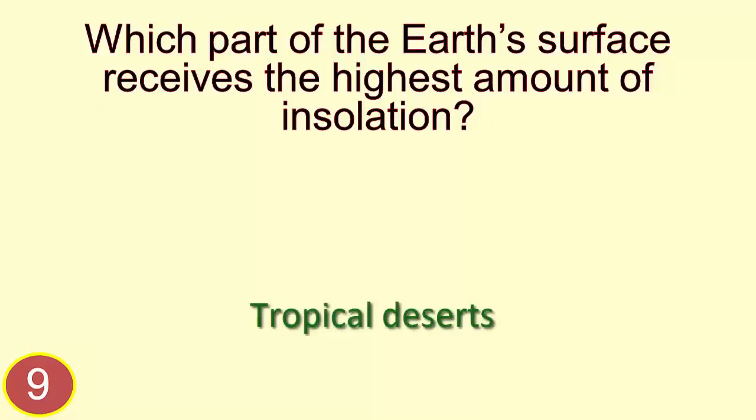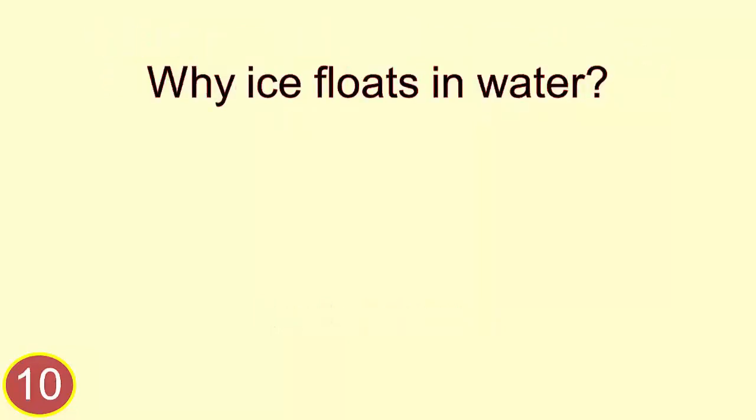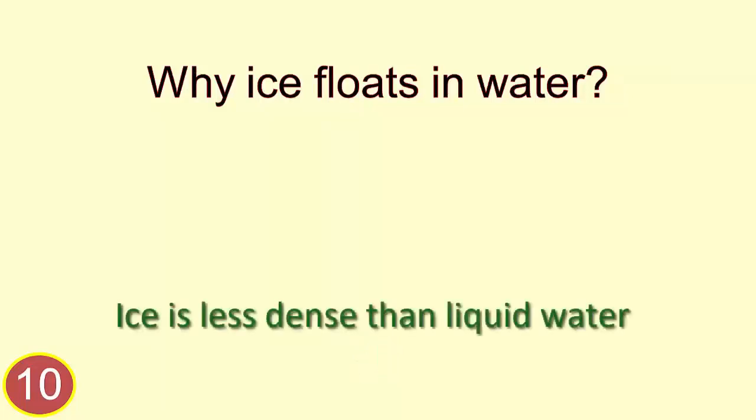Answer is tropical deserts. Earth's tropical deserts receive the highest amount of insolation. Why ice floats in water? Answer is ice is less dense than the liquid water.